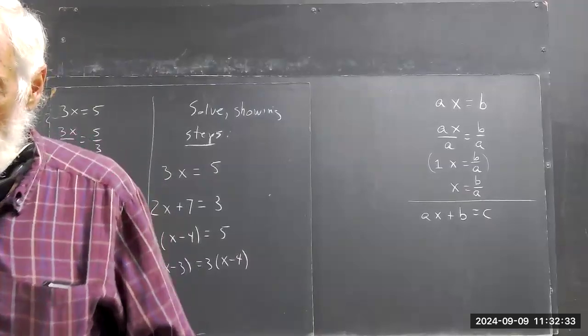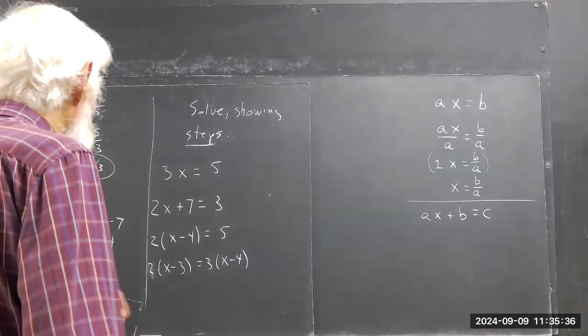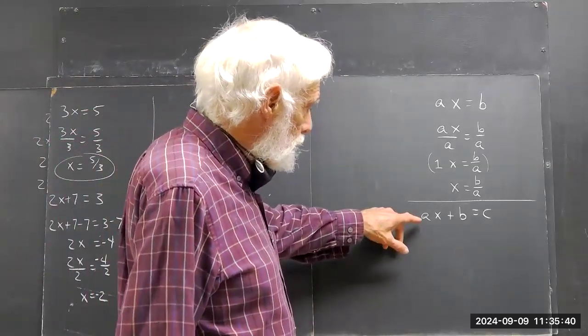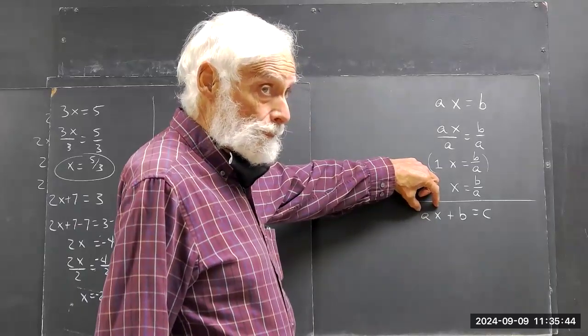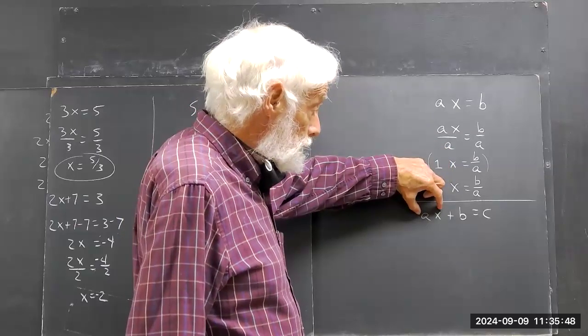See if you can solve that with the symbols and no numbers. Okay, now one thing that's very easy to do here is to focus on the idea that we've got to divide by A in order to isolate X. But you can't just divide this by A.